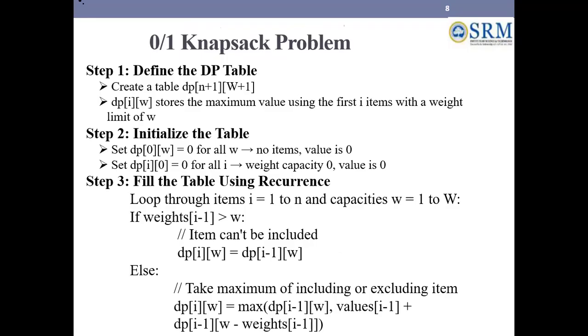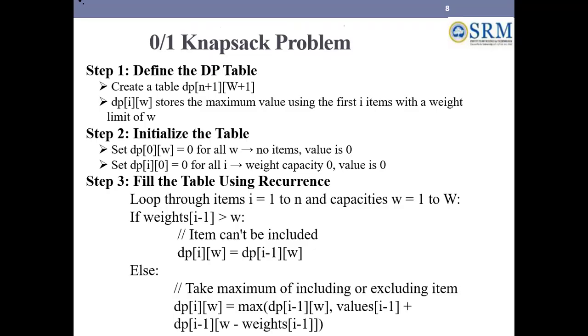Next, we will see how to solve the 0/1 knapsack problem using the bottom-up approach in dynamic programming. We will see the general algorithm first, then one example. Define the table. The table name is DP, dynamic programming. We can give any user-defined name. DP is a dynamic programming table. We are going to create one table. The size of the table is n plus 1 by W plus 1, where n is the number of items and W is the knapsack capacity.